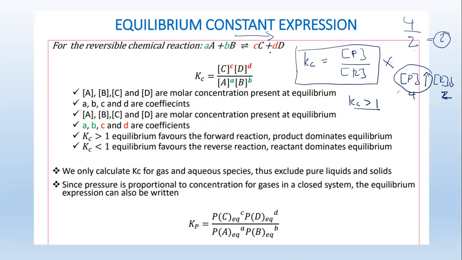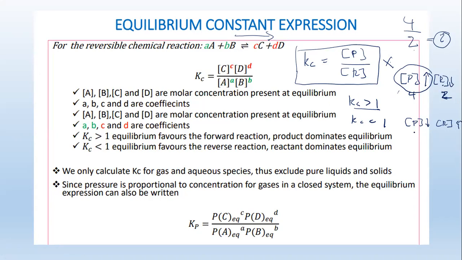And therefore, we can say the products dominate on equilibria when the Kc is greater than 1. But now, let's say we want to determine the case where Kc is actually less than 1. Now, we have the concentration of the products and the concentration of the reactants once more. In this case, let's say we have low concentration of the products, but high concentration of the reactants.